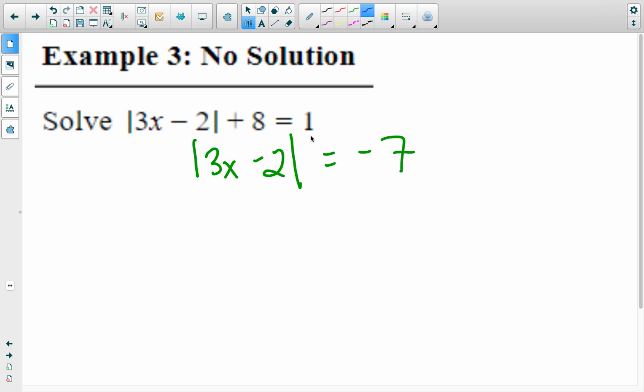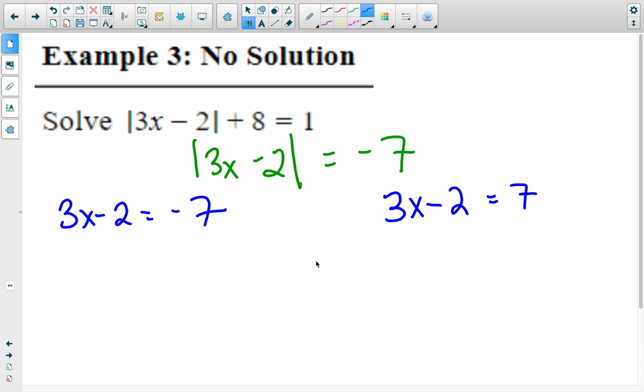Okay, but notice right now, we're saying that the absolute value of something is equal to a negative number. That doesn't even make sense. So before we start this problem, we should notice, hey, that's suspicious, okay? So let's separate this out into the two cases. 3x minus 2 equals -7, and it's also possible the other case would be 3x minus 2 equals +7.